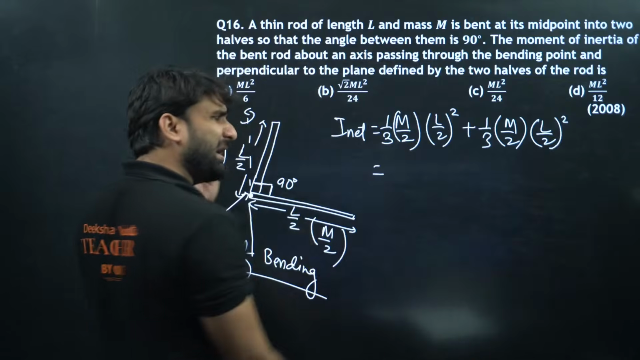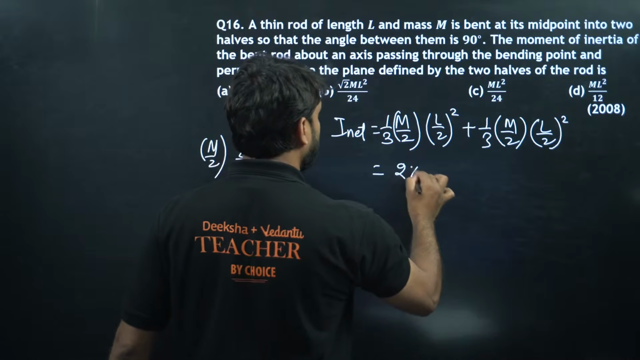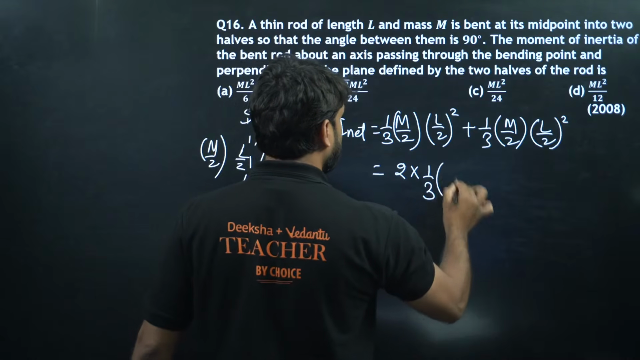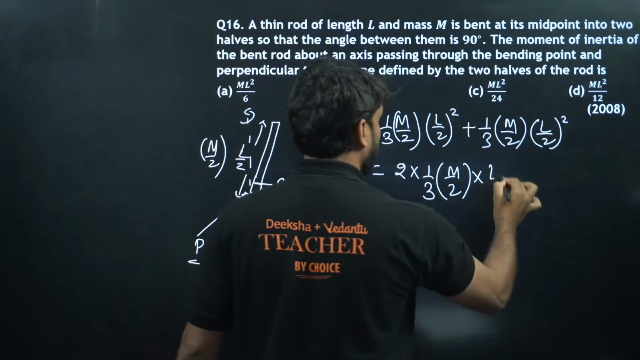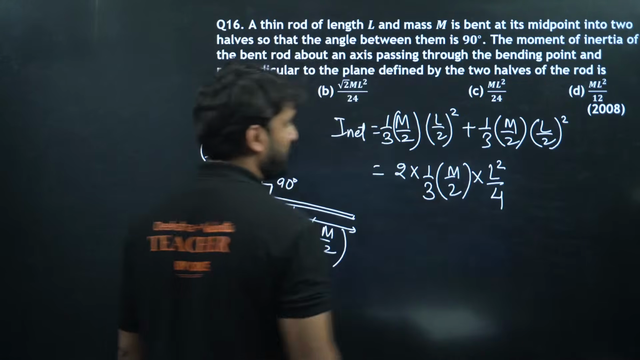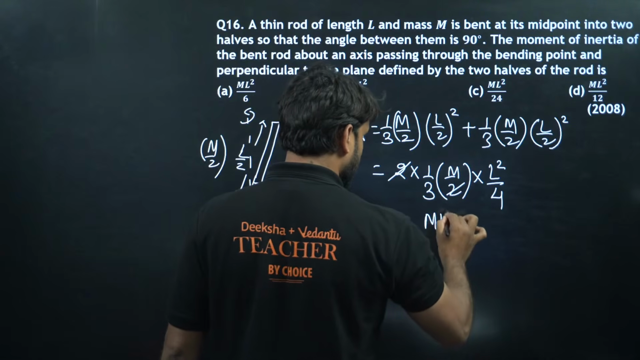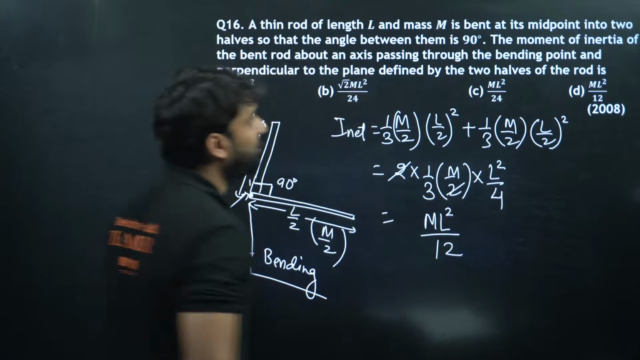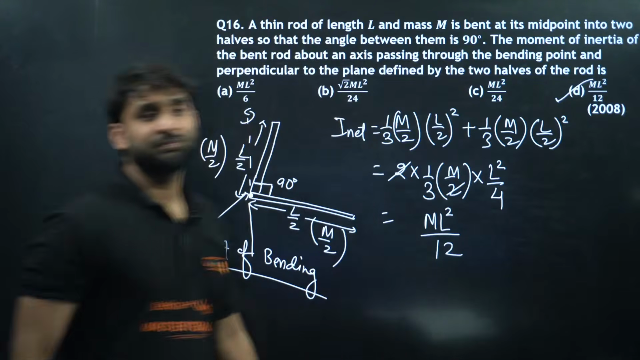Can we please multiply directly by 2, because both are the same, so we can multiply by 2. So 2 into 1 by 3 into m by 2, and this is (L by 2) whole square, which will be equal to L square by 4. So this 2 will cancel, and the answer will be ml square by 12. Any option is there? ml square by 12. Option number D will be correct here.